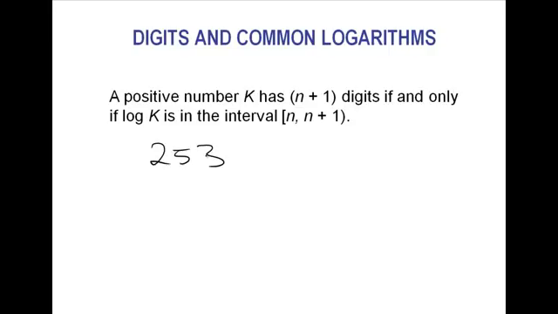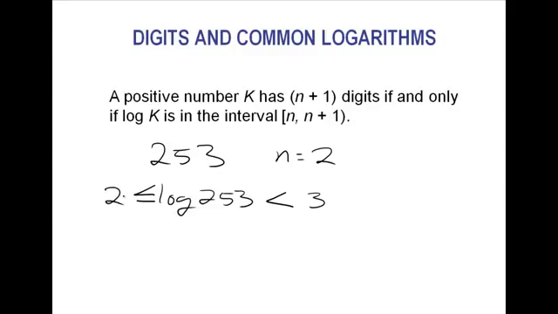253, right? That's a positive number. This has 3 digits. So in this case, n equals 2, right? Because it has 2 plus 1, 3 digits. That is true if and only if log of 253 is in this interval. So that just means that log of 253 is going to be less than, well, n plus 1, so we're up to 3 number of digits, and greater than or equal to n, which is 2. So log base 10 of 253 is somewhere between 2 and 3.